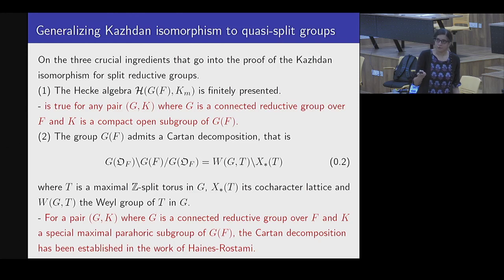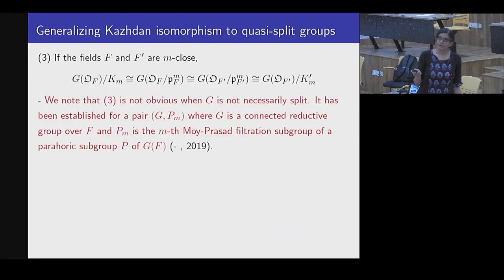And the analog of this Cartan decomposition was established by Haines and Rostami. And as I said, the other ingredient is if the fields are m-close, then these quotients are isomorphic. But when the group is not split, this is not obvious because G is no longer defined over Z, and what it means to choose a model over Z already becomes a question that needs to be addressed.